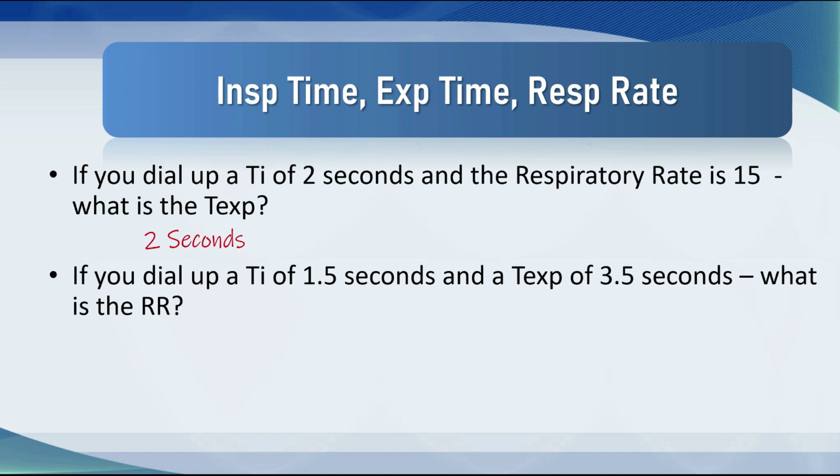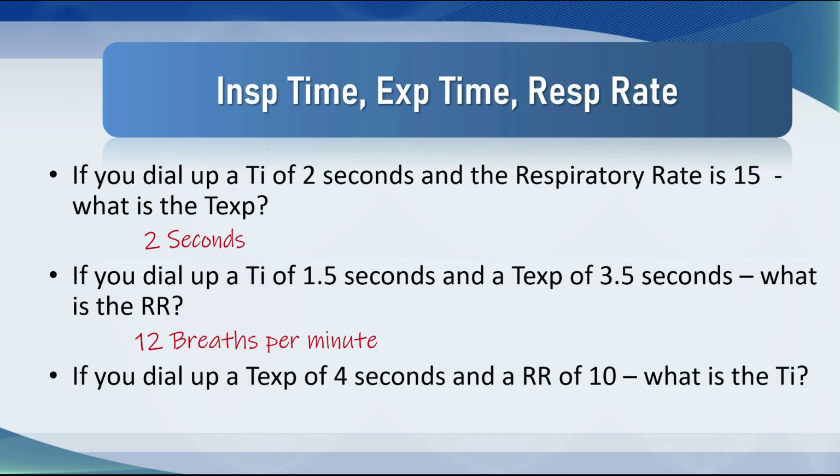If you dial up a TI, an inspiratory time of 1.5 seconds, and an expiratory time of 3.5 seconds, what is the respiratory rate? Again, 3.5 and 1.5 is 5 seconds. Divide 60 by 5 and you get 12 breaths per minute. Finally, if you dial up an expiratory time of 4 seconds and a respiratory rate of 10, what is the inspiratory time? Well, this is 10 by 4, which is 40, 60 minus 40 divided by 10, and that equals 2 seconds.